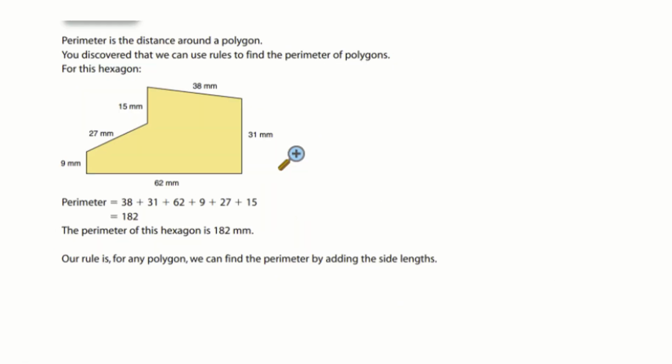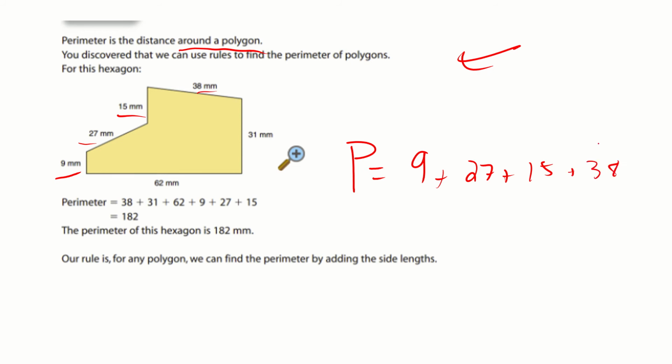I'm repeating myself here, but perimeter is the distance around a polygon. You discovered that we can use rules to find the perimeter of polygons. For this hexagon, all we do is perimeter equals, and then we take all the side lengths that we have. So here we have 9 millimeters. I'm going to write 9 plus 27 plus 15 plus 38 plus 31.